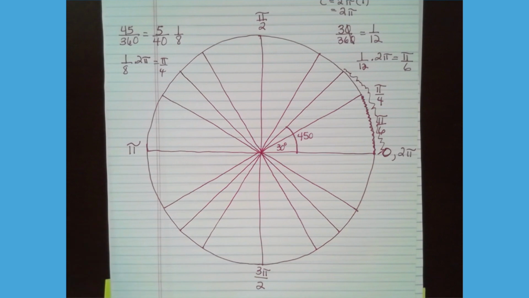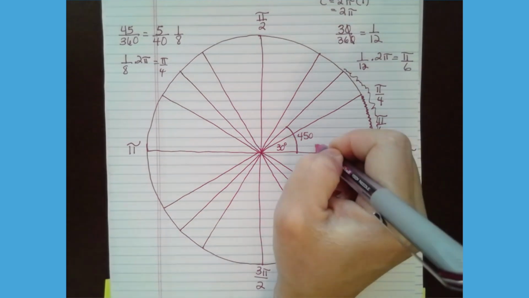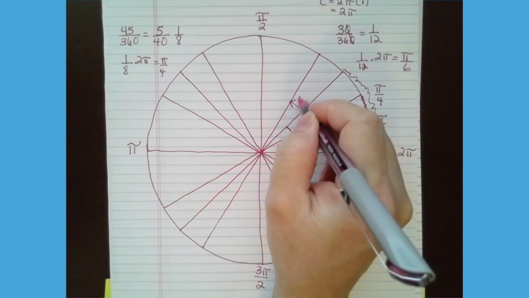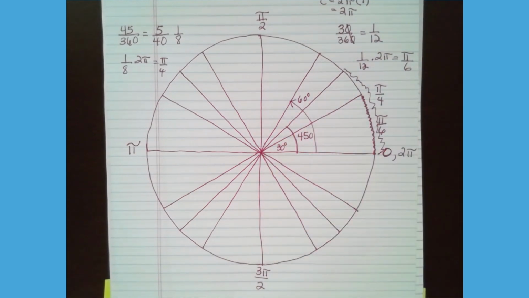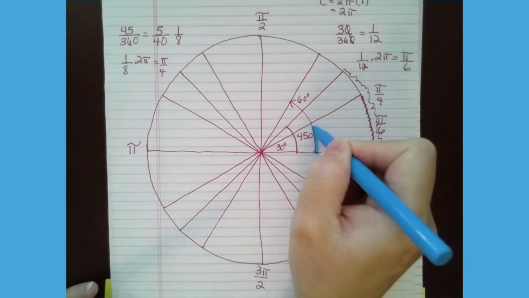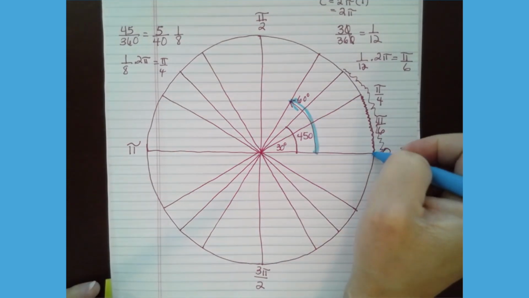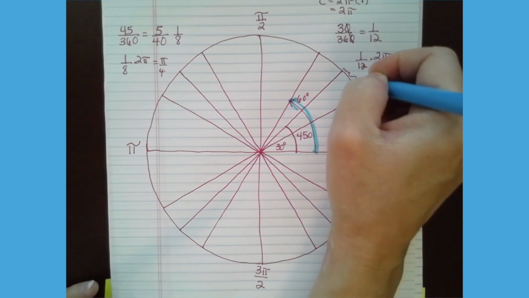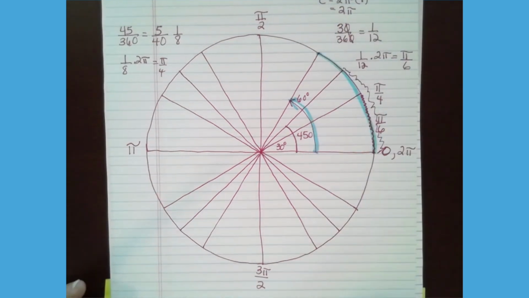And then if I do the same kind of process with 60, because from here all the way to there is 60 degrees. Maybe another color pen would work, or maybe even a highlighter. That would be nice. Okay, so from here to here is 60. So that means from here all the way to here is what we're trying to find. How much of the circle is that?